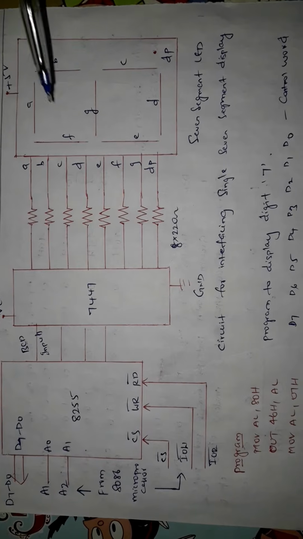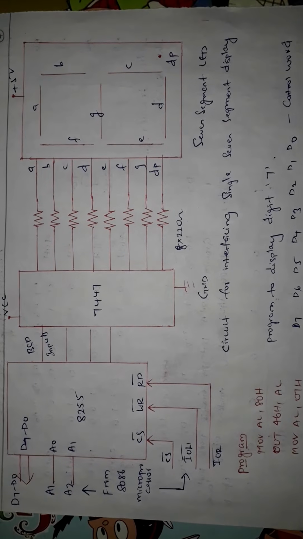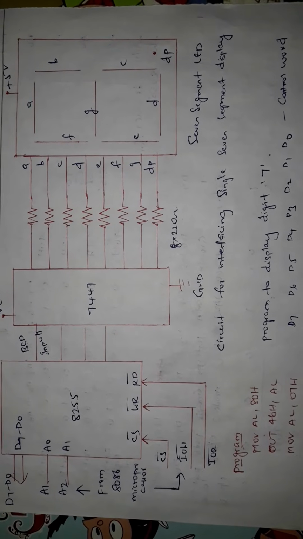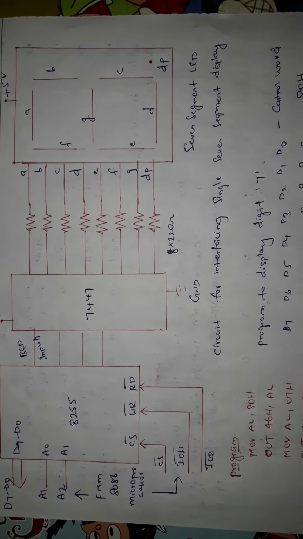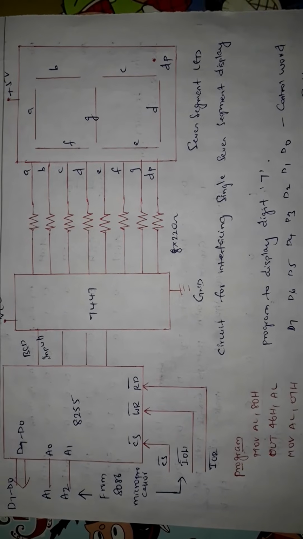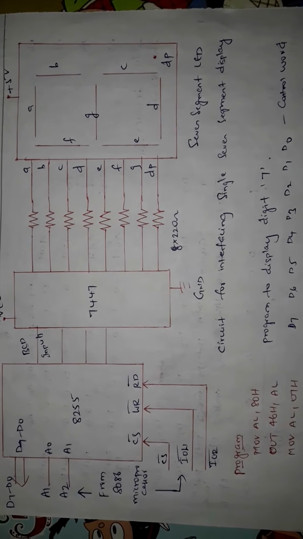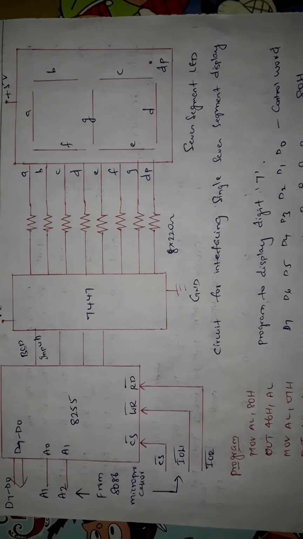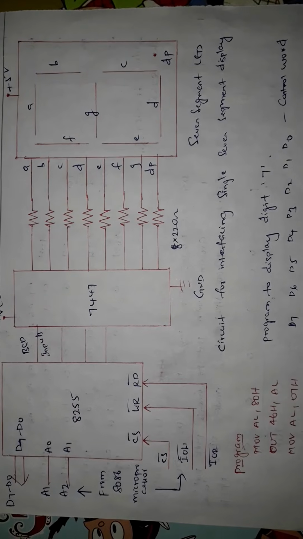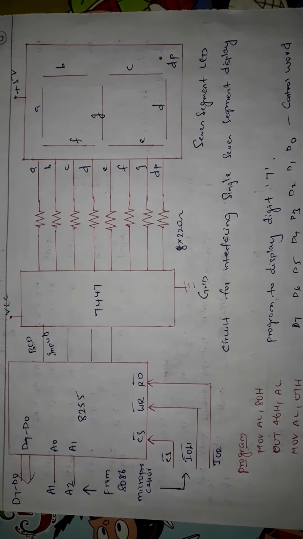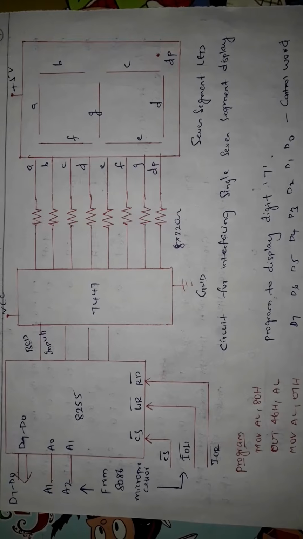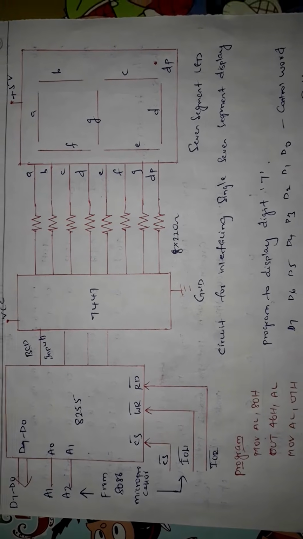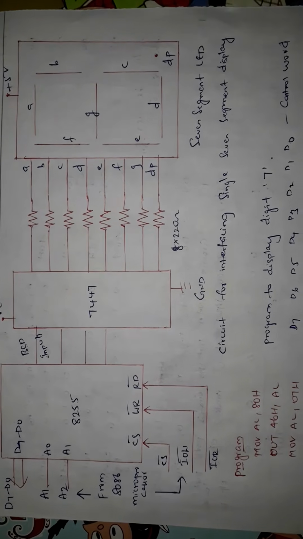You can connect 7 segment LEDs. We can also use a multiplexed 7 segment display. If you are going for multiplexed 7 segment display interfacing, then you can interface 8 seven segment LEDs using just 2 ports. Only 2 ports are enough to interface 8 seven segment LEDs in multiplexed 7 segment display interfacing.